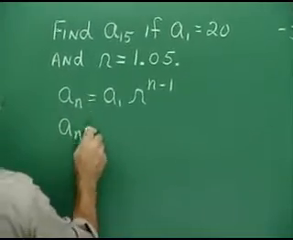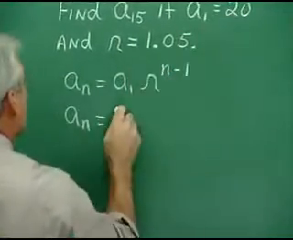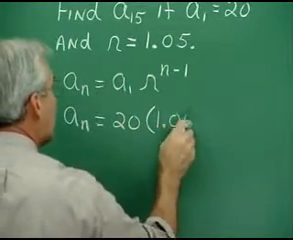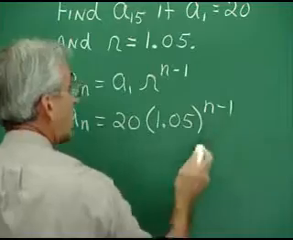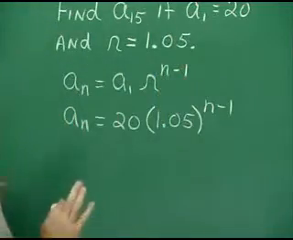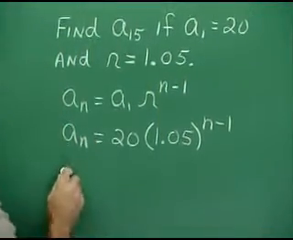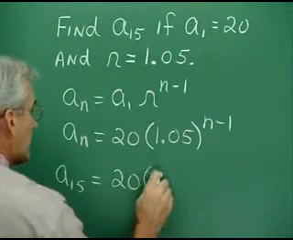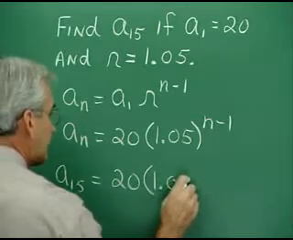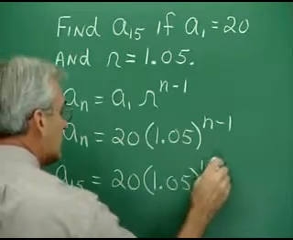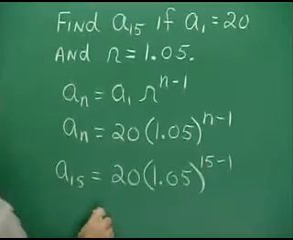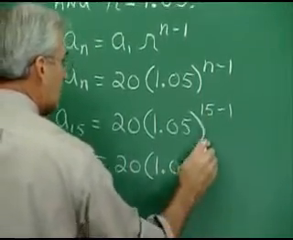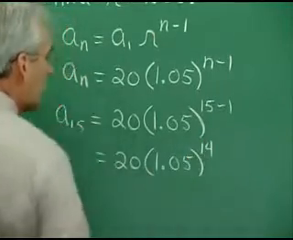The nth term is, and a sub 1, we're told, is 20. Common ratio is 1.05, and this is to the n minus 1. Now we're just plugging in the information given, but we're asked to find a sub 15. So a sub 15 is found by using our expression here and replacing n with 15. You see, and now we have 1.05 to the 14th.